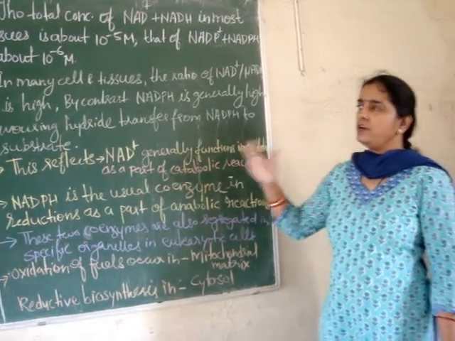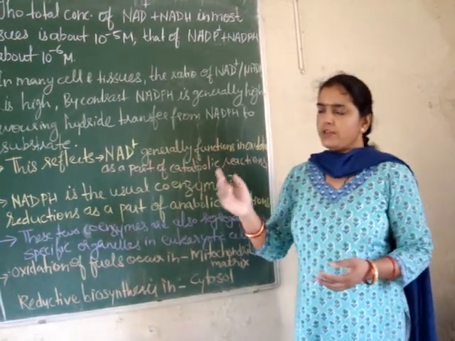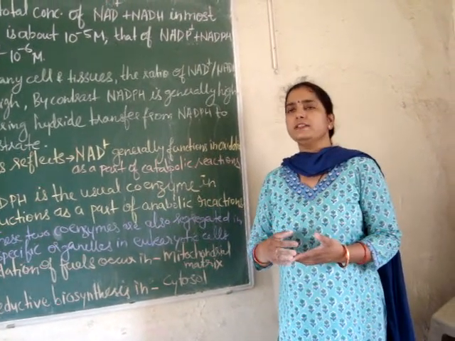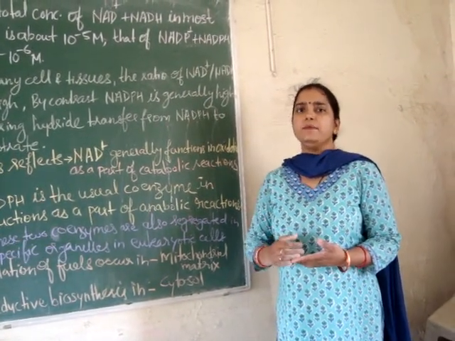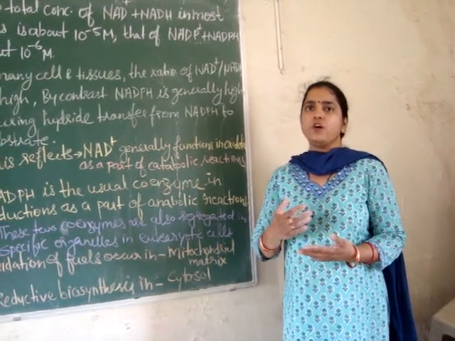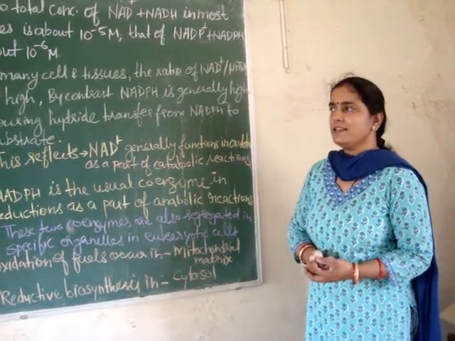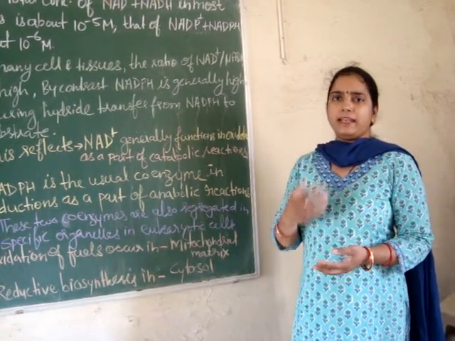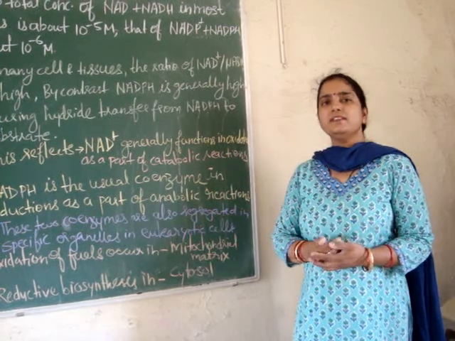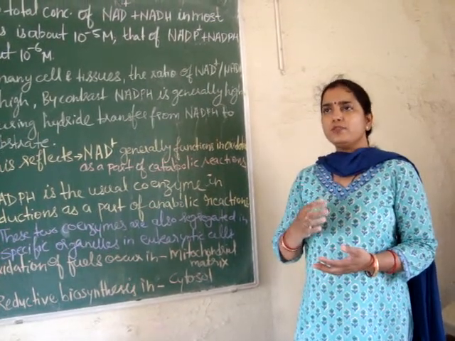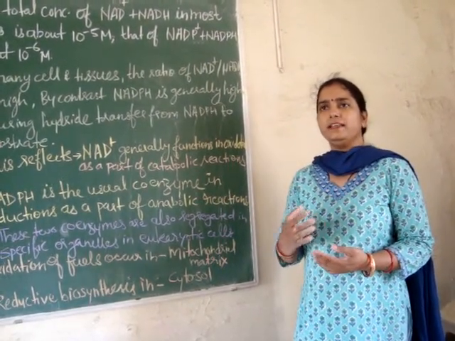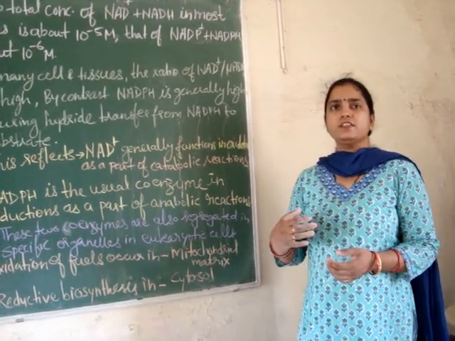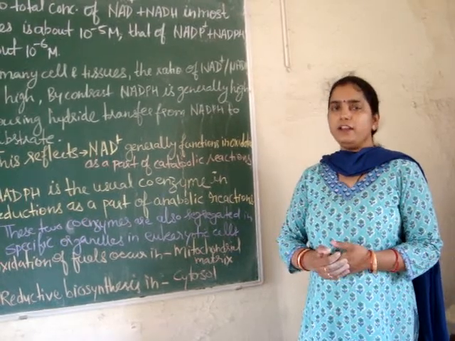And as I have already told you, these coenzymes actually bind with enzymes and act as oxidoreductase or dehydrogenase enzymes. More than 200 enzymes use NAD plus or NADP plus as a coenzyme, and they are loosely bound to their enzyme so that they can freely move from one enzyme to another enzyme. That's why they are soluble, water soluble electron carriers.